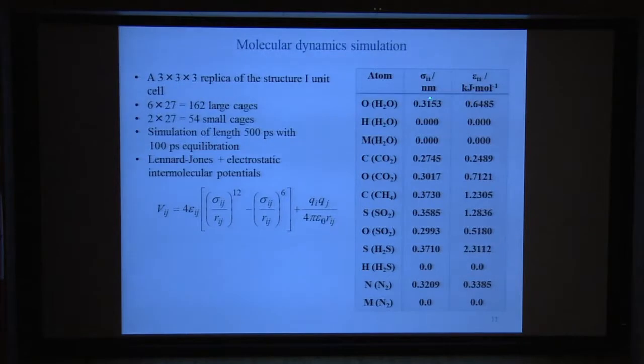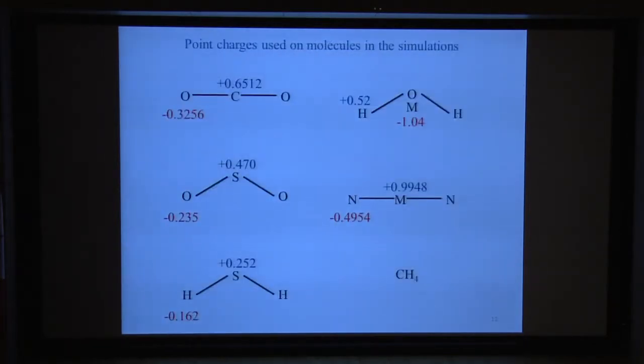So here are the parameters, the epsilon and sigma of the Lennard-Jones interactions for water, which uses the TIP4P model, for CO2, SO2, H2S, nitrogen, and methane. So the values of the parameters are here. If anyone's interested, we can discuss them a little bit more.